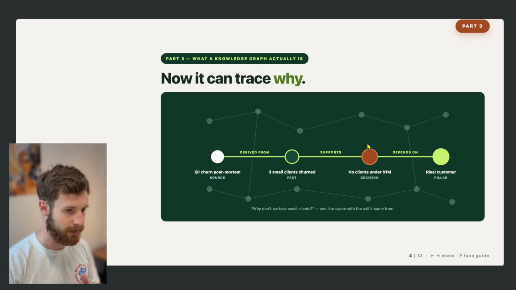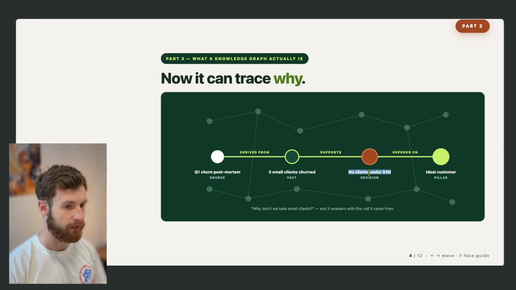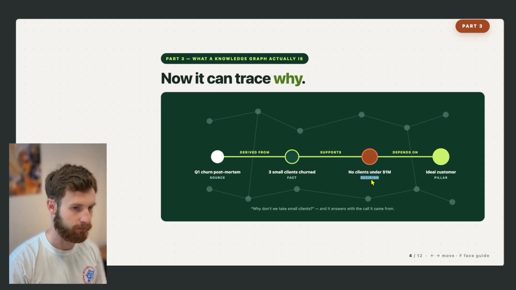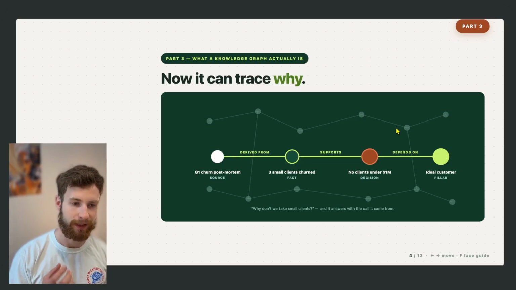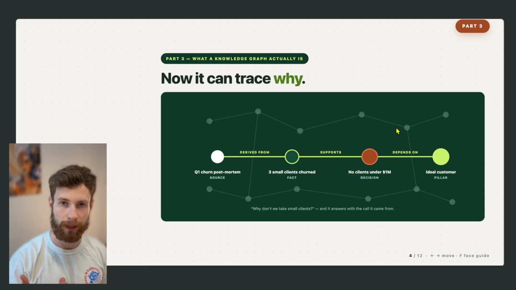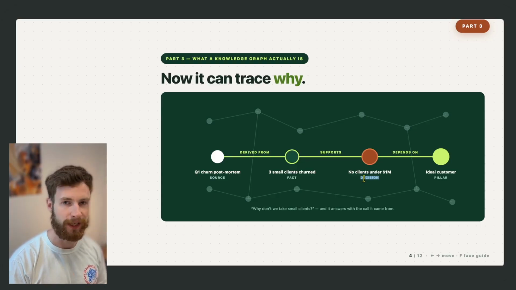And so it doesn't make sense to go for clients under $1 million in annual revenue. And this is a very insightful decision from a meeting that the AI picks up and then correctly identifies as being a decision. That decision then will lead into building your ideal customer persona, which can be a pillar in the business because it is based on a real fact and then a decision that is based on a fact. And so that's how you build a pillar that your AI will understand.